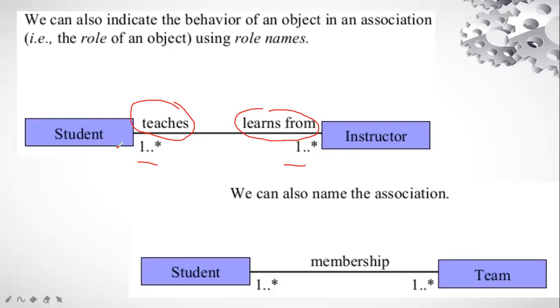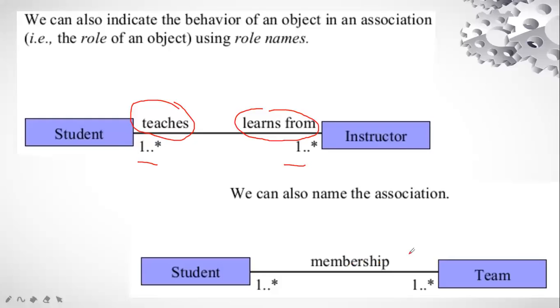Secondly, we can also show the role of the object through this particular form. That is, a student learns from the instructor and the instructor teaches the student. Instructor teaches one or many students. Student learns from one or more instructors. Okay, next we have one more example out here, that is, a student can have membership.